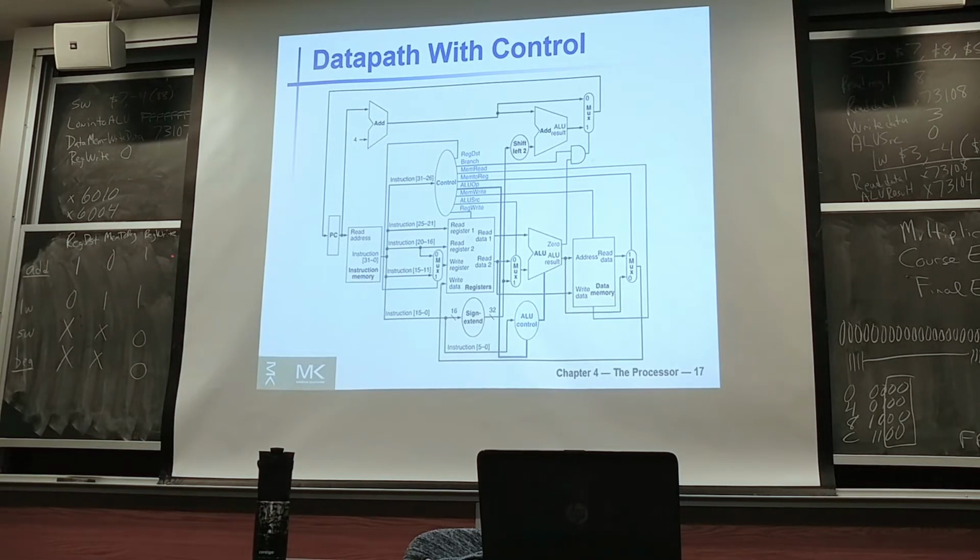For an R type, it's going to be whatever the function value is. So does the function indicate it's an add or a subtract or an and or an or whatever? And for a branch, we're telling the ALU to do a subtract. So it takes the two register values, subtracts them, and just checks to see if the result is a 0.